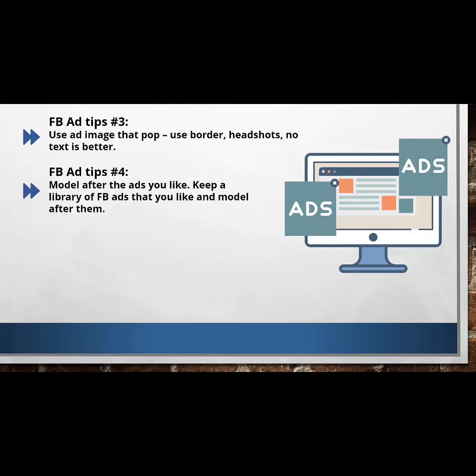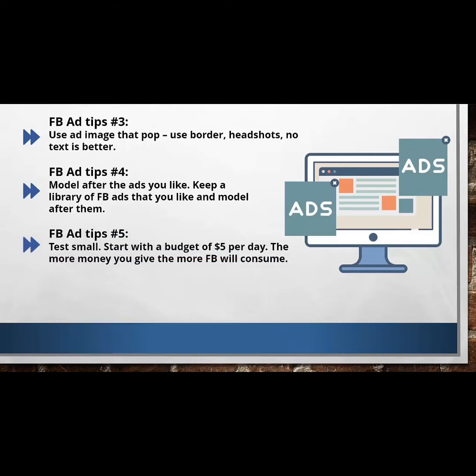Tip number 5. Test small. Now remember, once you set up a Facebook advertisement, no matter how ninja you are or how cool you are as a marketer, you need to test the advertisement. This is because you're going to have a different target market, different text, different image, so always test small. Start with a budget of $5 per day because it is cheap. The more money you give, the more Facebook consumes.